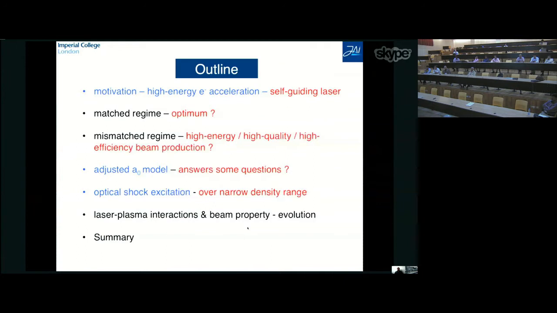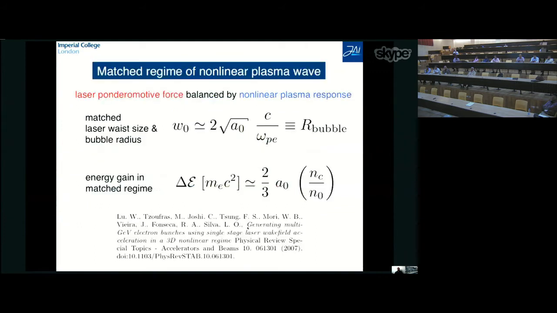And we'll explain all of this relatively complex laser plasma interaction by looking at the evolution of both the laser plasma properties and also look at the beam before I summarize. So what are we talking about here? The matched regime, which is a well-known regime for the laser plasma community, is a regime where the laser ponderomotive force is balanced by the nonlinear plasma response.